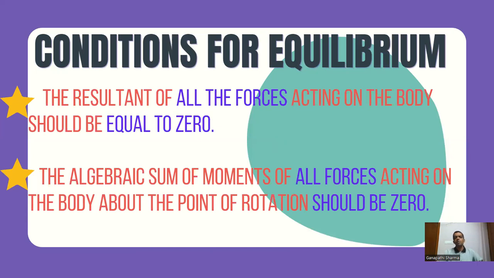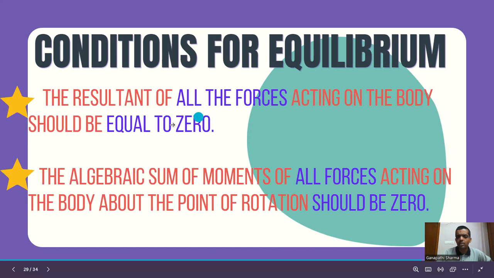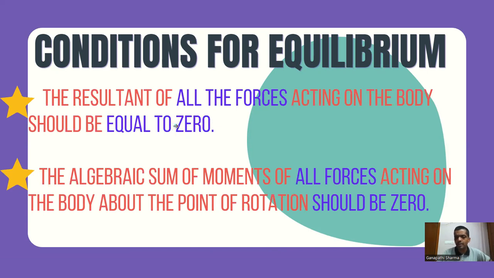Conditions of equilibrium. What are the two conditions of equilibrium? Point number 1, all forces acting on a body should be equal to 0, and point number 2, the algebraic sum of the moments, plus 5 minus 5 is equal to 0, should be 0. These are the two conditions of equilibrium. From an exam point of view, very important, bacho. You should know the two conditions. All forces, any number of forces, the algebraic sum should be 0. Then only we say the body is said to be at equilibrium.